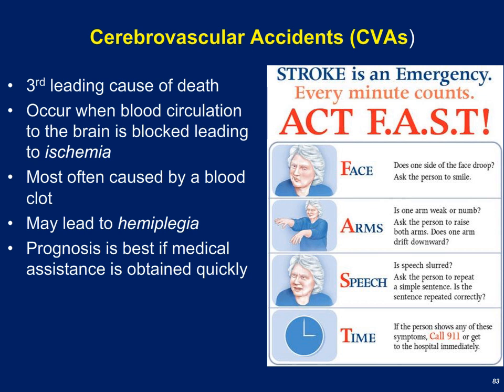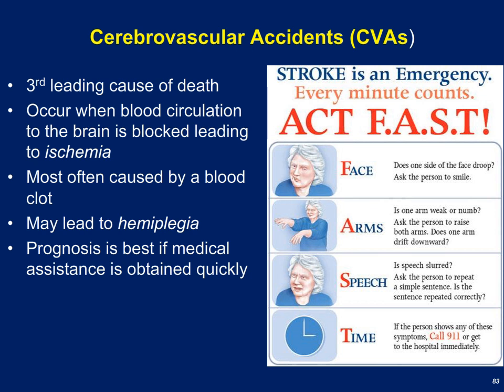Okay, a CVA, otherwise known as a stroke, is the third leading cause of death here in North America. And strokes occur when blood circulation to the brain is blocked, which leads to something called ischemia. Ischemia causes hypoxia in all the tissues that have been denied blood. And without oxygen, these tissues are going to die off very, very quickly. Now, if untreated, strokes can, of course, lead to death, and at the very least, hemiplegia. Hemiplegia just means that we have one side of the body that has been paralyzed. Remember, the left side of the brain is in charge of the right side of the body, so if we get a paralysis on the right side of the body, it's usually caused by a stroke in the left brain.